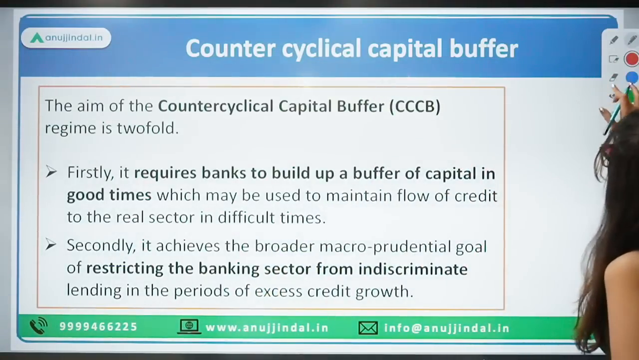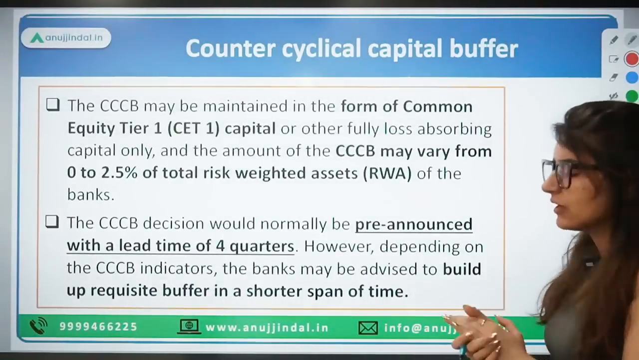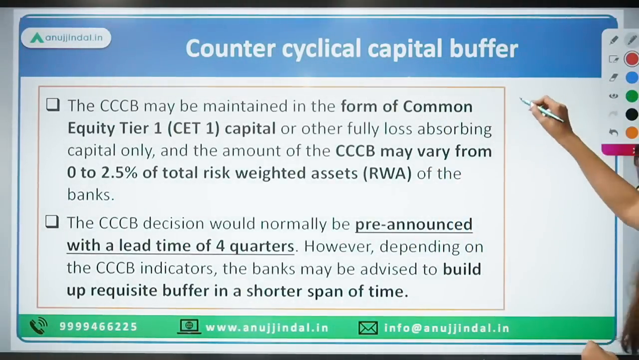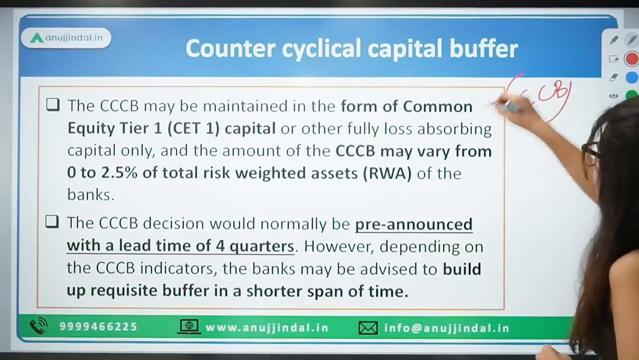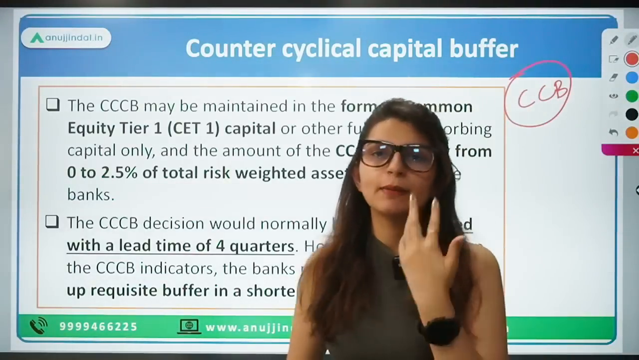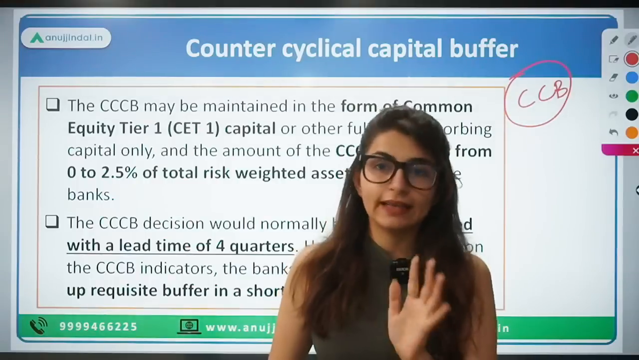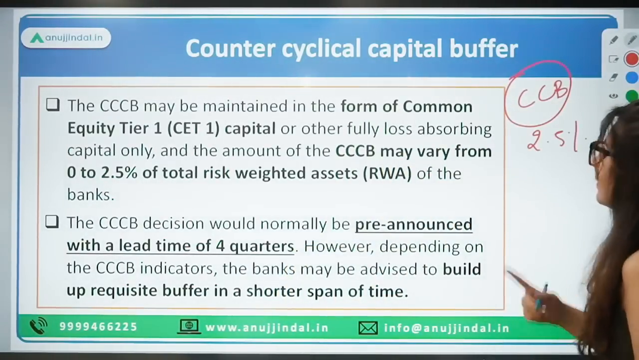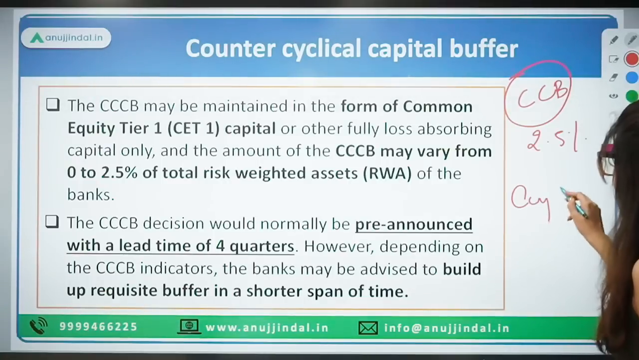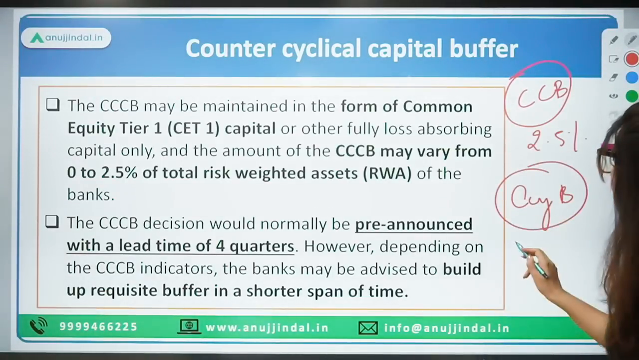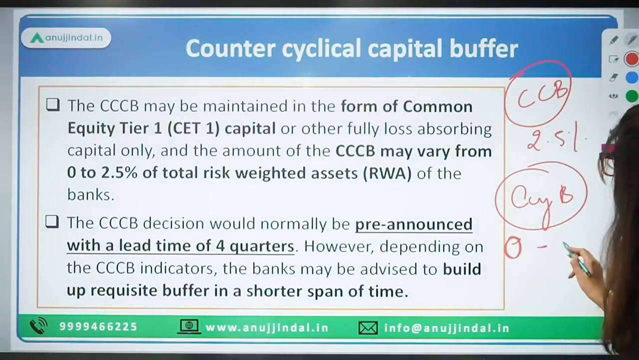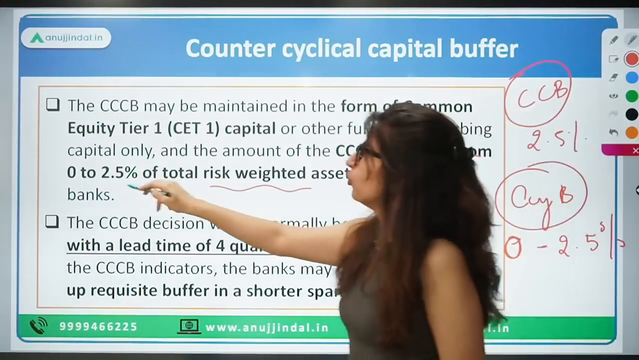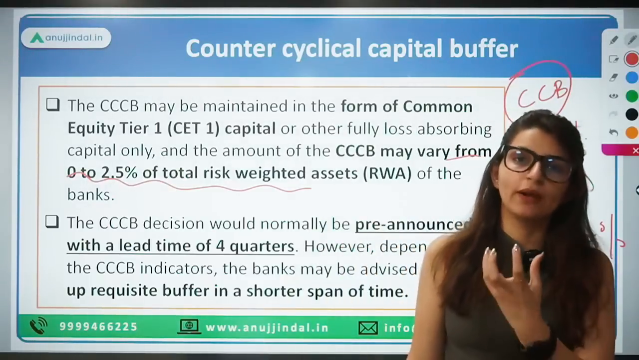This is the reason why a counter-cyclical capital buffer is maintained. Now, we know about capital conservation buffer, CCB. Capital conservation buffer jo banks ko mandatorily prepare karna padta hai or have to maintain it. So capital conservation buffer is 2.5%. Then there is a counter-cyclical capital buffer, which is maintained up to 0 to 2.5% of their risk-weighted asset. It can vary from 0 to 2.5% of the total risk-weighted asset.